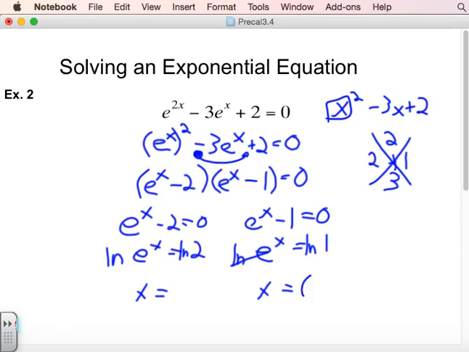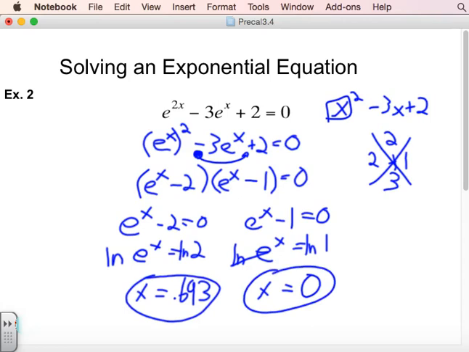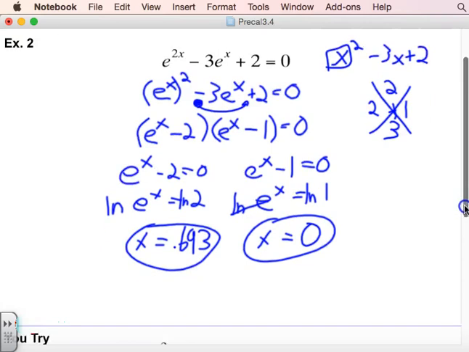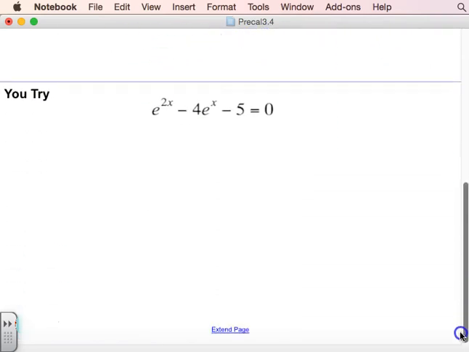Natural log of 1 is, of course, 0, because whatever you raise to the 0 will give you 1. And the natural log of 2 is 0.693. So there are our two answers. We could plug in either one of those, and it should make that equation true. All right, so let's see you guys try this right here. It's very similar, just using different terms. You still do it the same way, factor it like you would a quadratic. Give it a try, and then we'll go over it.